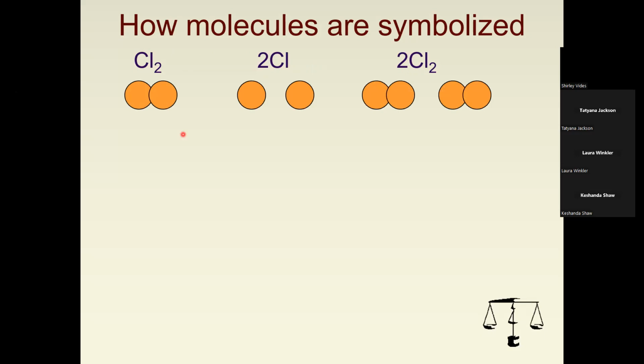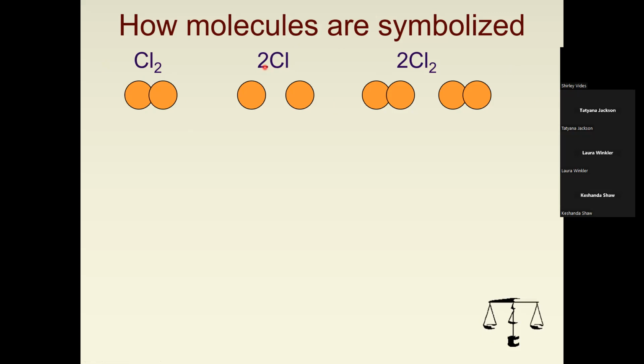So that makes more sense, right? When you look at it like that. And when you have something that's bonded together, you cannot change it. You cannot change that 2 for a 3 or change it to a 1. No, you have to add a 2 in front of it if you want to multiply it or change it in any way.